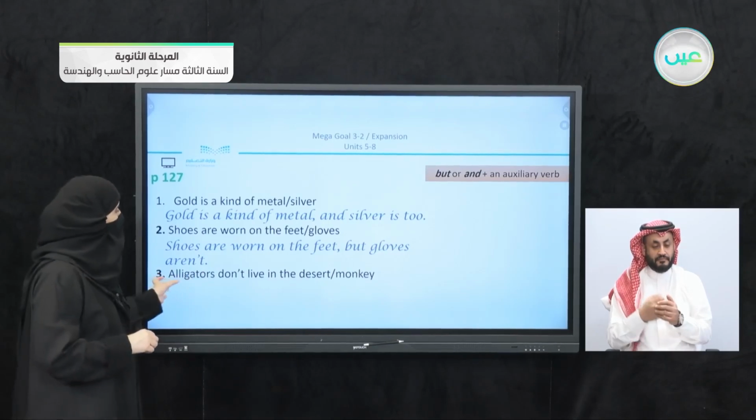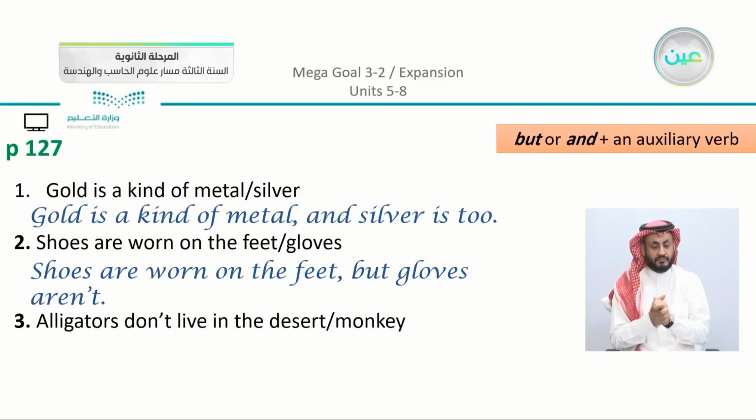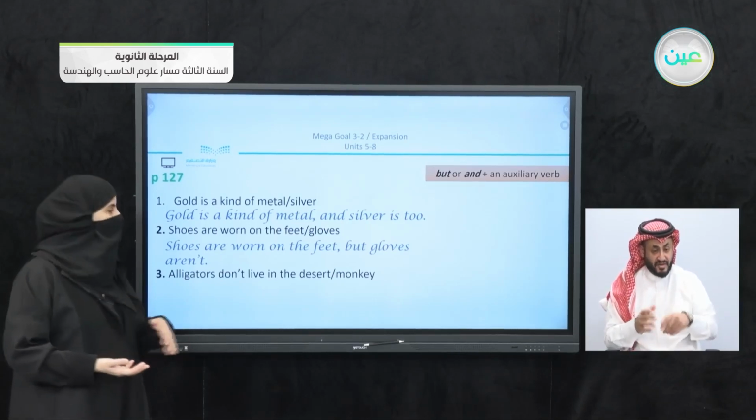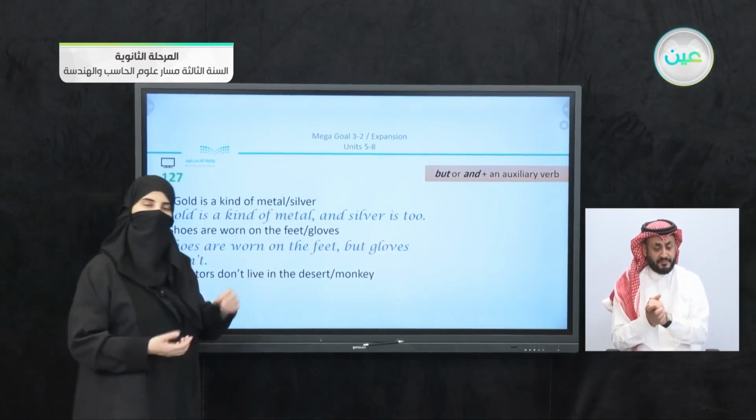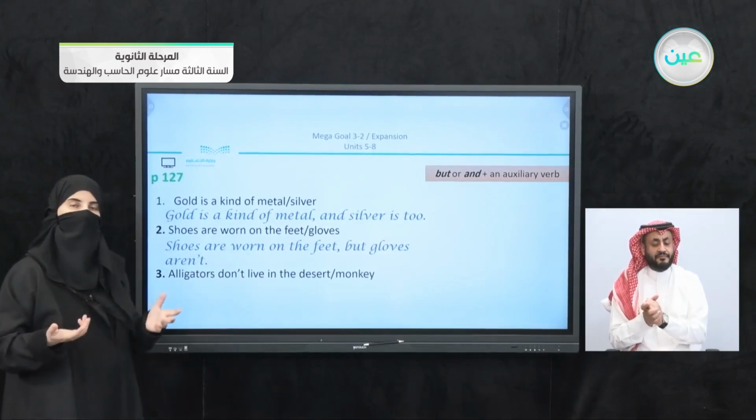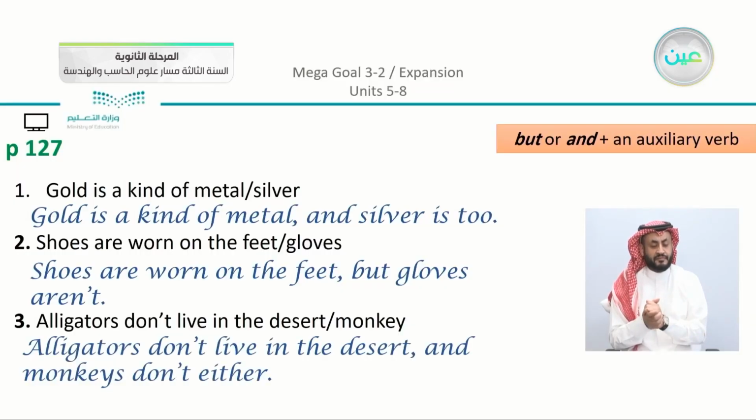We have number 3, alligators don't live in the desert, monkey. So as habitat here, we have here the desert. Do alligators live in them? Of course, we have here negative, and we have here monkeys. Have you ever seen monkeys living in deserts? So we can decide here which connector to use. Now just to remember that we have here negative. So the sentence is going to be alligators don't live in the desert and monkeys don't either. So we used and either, and we have here the negative in don't.